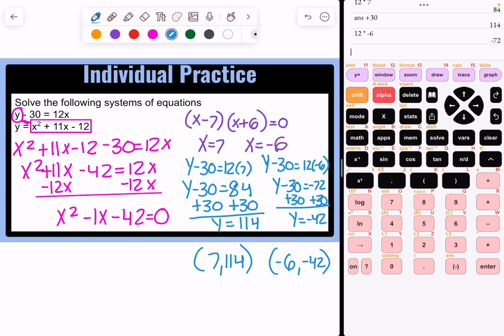All right, let's check and make sure that these answers are correct. I'm just going to use the second equation, 7 squared plus 11 times 7 minus 12. Let me make sure the answer gets to 114. That's good. And let's check the next one. Negative 6 squared plus 11 times negative 6 minus 12. Make sure the answer is negative 42, which it is, so we are good. Alrighty.